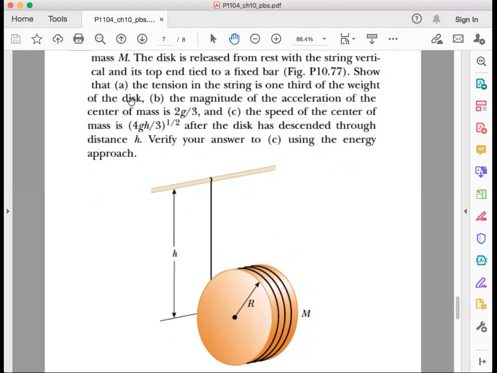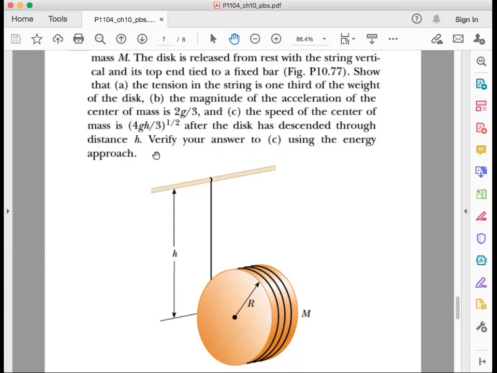So in part A, we have to show that the tension in the string is 1/3 of the weight of the disk. In part B, we have to show that the magnitude of the acceleration of the center of mass is given by 2g over 3. And finally, we have to show that the speed of the center of mass is given by the square root of 4gh over 3 after the disk has descended through a distance h. Finally, verify your answer to C using the energy approach.